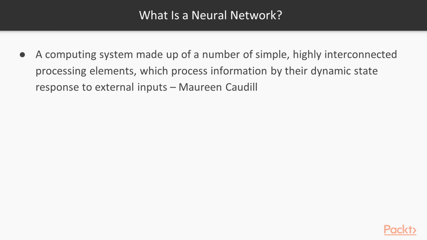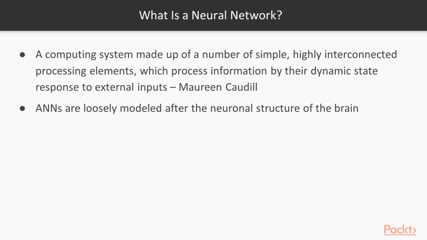A neural network is defined as a computing system made up of a number of simple, highly interconnected processing elements which process information by their dynamic state response to external inputs. What this means is a neural network is made up of smaller computational parts which is then responsible to learn from the input data. Artificial neural networks, also called ANNs, are modeled after the neurons in our brains.